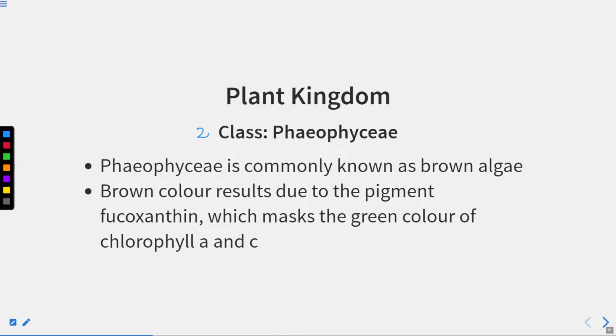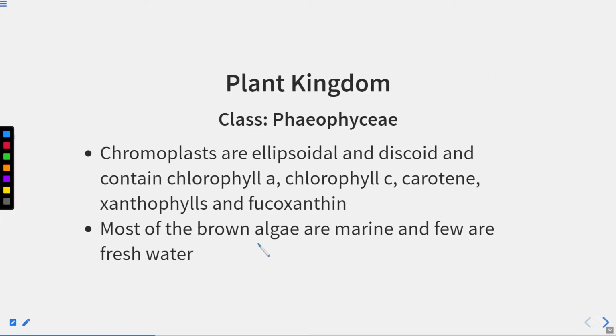Phaeophyceae, the second class, is also known as brown algae. So brown algae color results due to the pigment fucoxanthin, which masks the green color. So they are generally green in color because they are having the chlorophyll A and C. But they appear brown in color. Why? Because they are having a lot of brown pigment that is called fucoxanthin. So it masks the green color due to the presence of chlorophyll A and C. And that is why it appears brown in color.